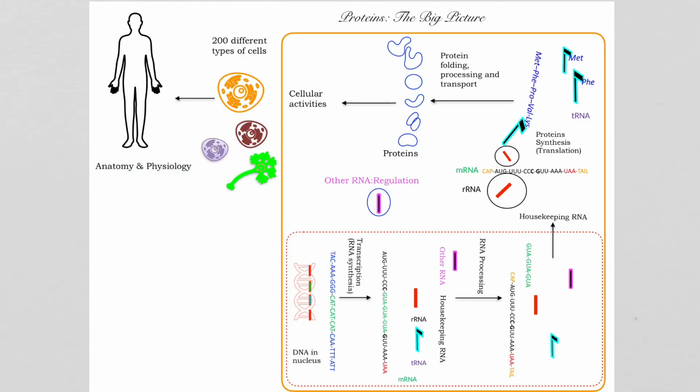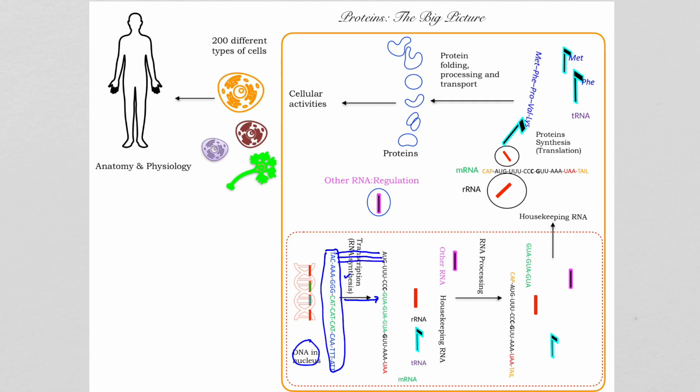So this is a slide to show you the big picture about proteins. So we begin with DNA in the nucleus, your chromosomes. They have the protein coding genes, and that protein coding gene is transcribed or copied, what we call RNA synthesis, into messenger RNA. So for example, T here is copied to A, U, C into G, and so on.